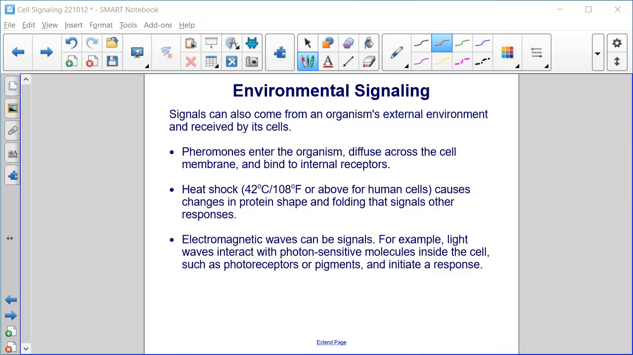Environmental signaling. Signals can also come from an organism's external environment and be received by its cells. Pheromones enter the organism, diffuse across the cell membrane, and bind to internal receptors. Heat shock, 108 degrees Fahrenheit or above for human cells, causes changes in protein shape and folding that signals other responses. Electromagnetic waves can be signals. For example, light waves interact with photon-sensitive molecules inside the cell, such as photoreceptors or pigments, and initiate a response.